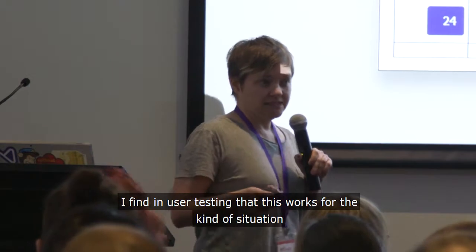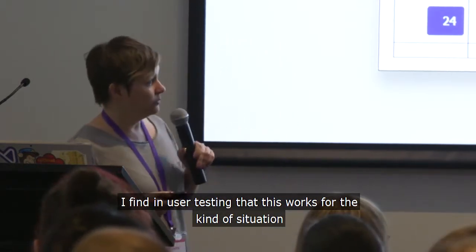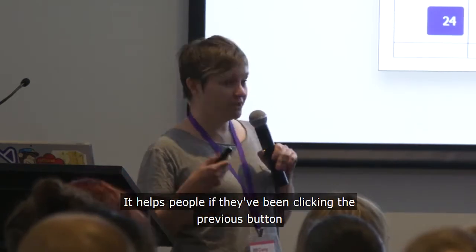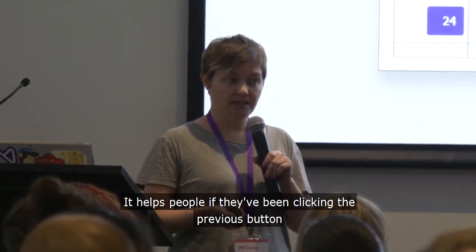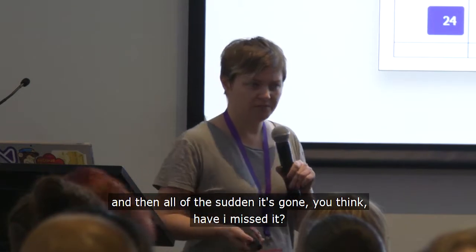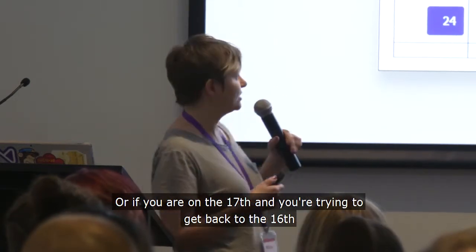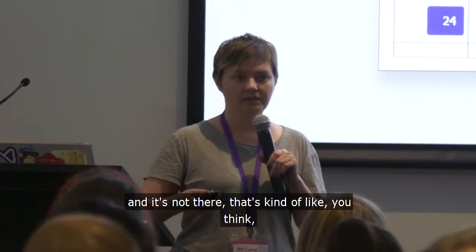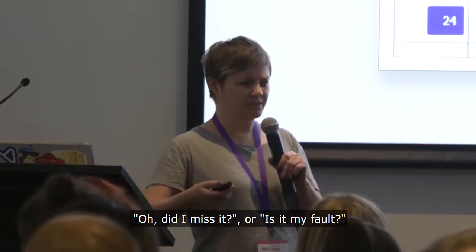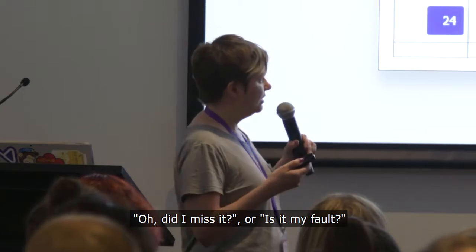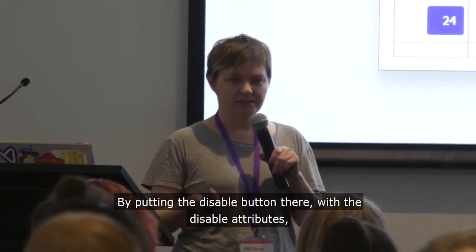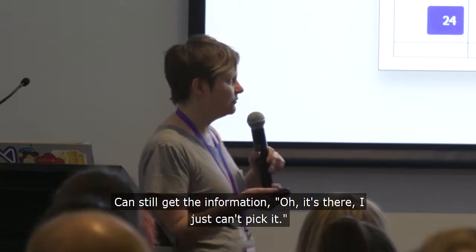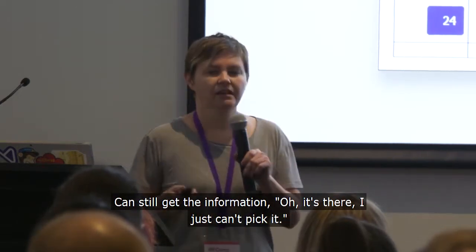I find in user testing that this works for the kinds of situations where I've been working on things. It helps people if they've been clicking the previous button and then all of a sudden it's gone. You think, well, have I missed it? Or if you are on the 17th and you're trying to get back to the 16th and it's not there, you think, oh, did I miss it? Or is it my fault? By putting the disabled button there with the disabled attribute, screen reader users who can't see it can still get that information that, oh, it's there, I just can't pick it.